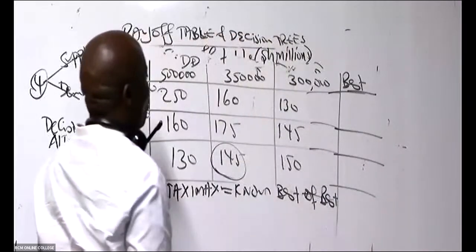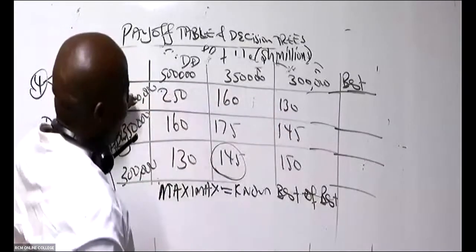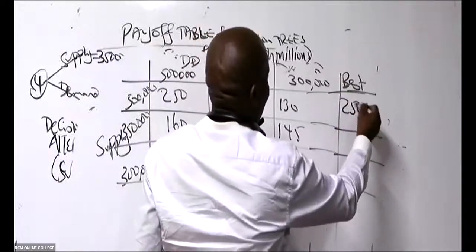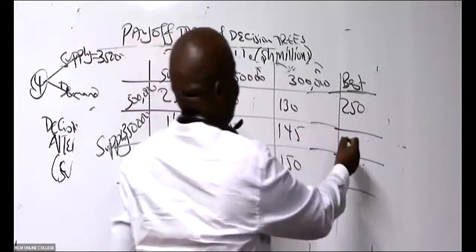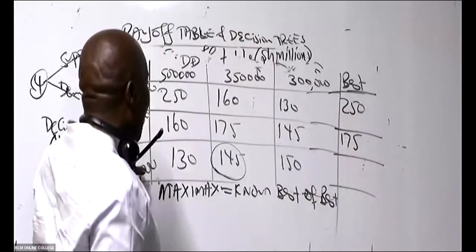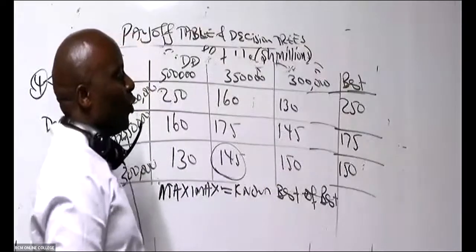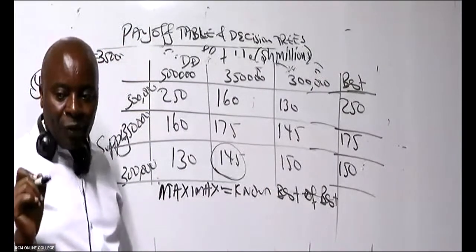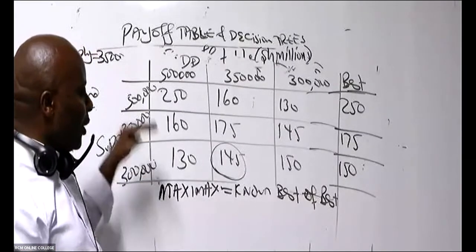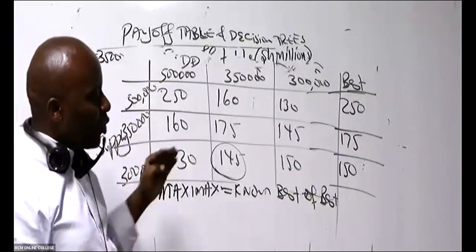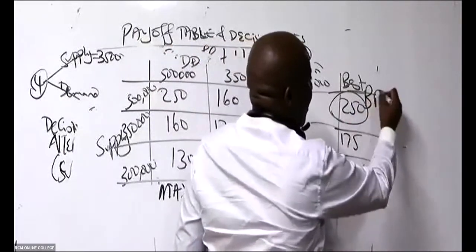So you move for each row. Like now row number 1, the highest profit, the very best profit is 250. The very highest here is 175. Then the very highest here is 150. And then amongst the best, you pick the very best. So which one is the best of the best? 250, isn't it? Yeah, because maxi is best of the best. So 250 is the highest here. So this is what we call BB, best of best.